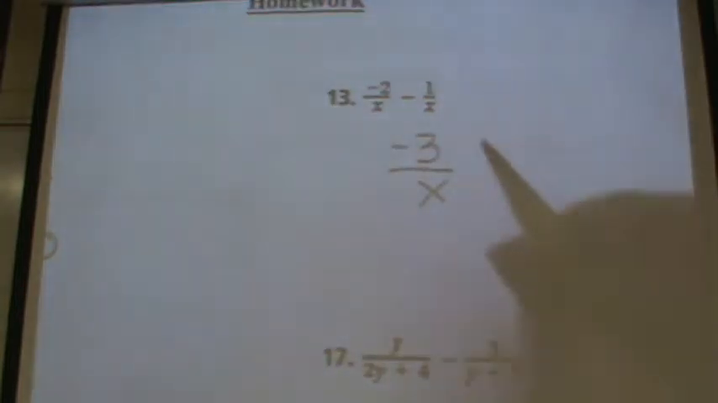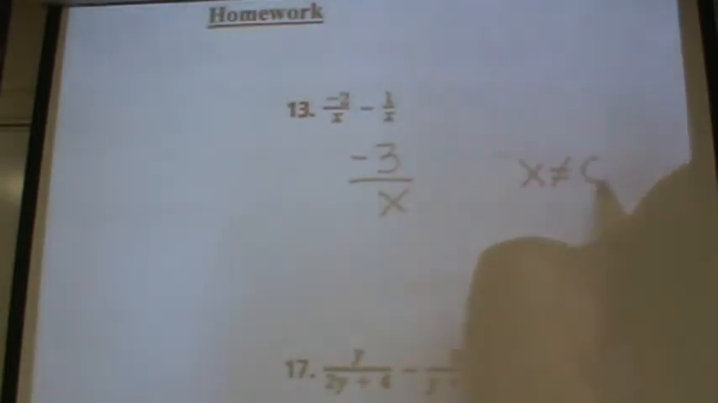Number 12. Why don't you try it? Or 13, I'm sorry. You don't see a 12? Number 13. Tell me what to do. You just subtract. Okay, so what do you get? Negative 2 minus 1 is what? Oh, yeah. And x can't be 0, right?